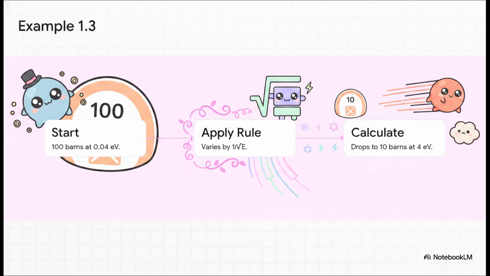Anyway, Step 2, we apply our slower is easier to catch rule, which formally states that probability varies inversely with the square root of energy. Step 3, we calculate the new probability when we crank the energy way up to 4 electron volts. So what happens? The probability plummets from 100 barns down to just 10 barns.